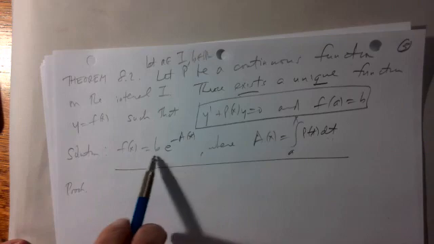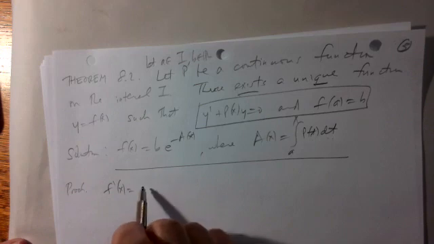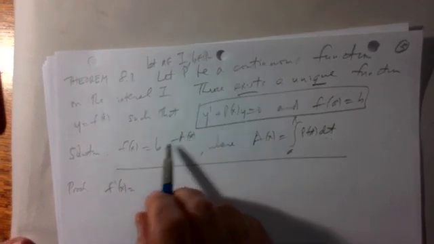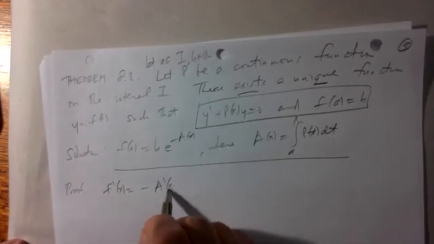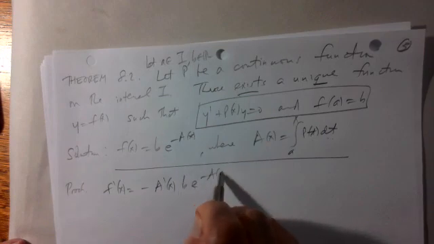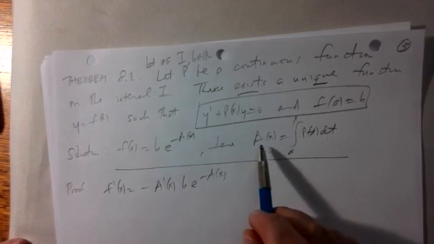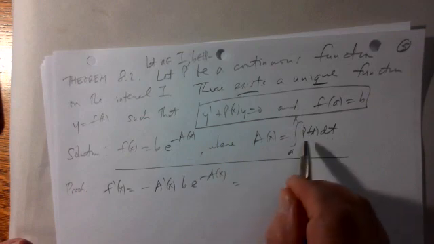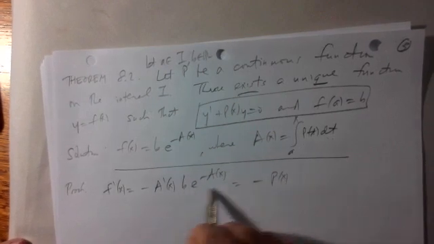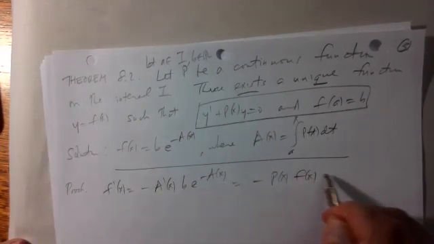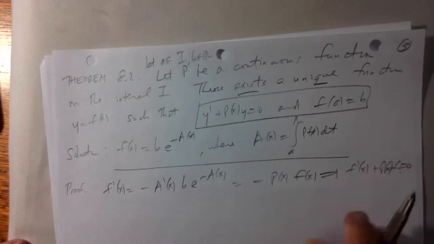So you look at f of x equals b e to the minus A of x. What is f prime of x? It's equal to the derivative of minus, this is just the chain rule, you're differentiating e to some function. It's minus A prime of x, b e to the minus A of x. By the fundamental theorem of calculus, when you differentiate the indefinite integral, the derivative of A of x is p of x. And this is f of x. So f prime of x plus p of x f of x is 0.